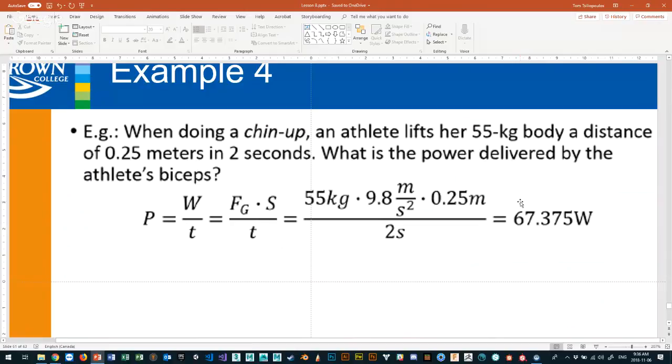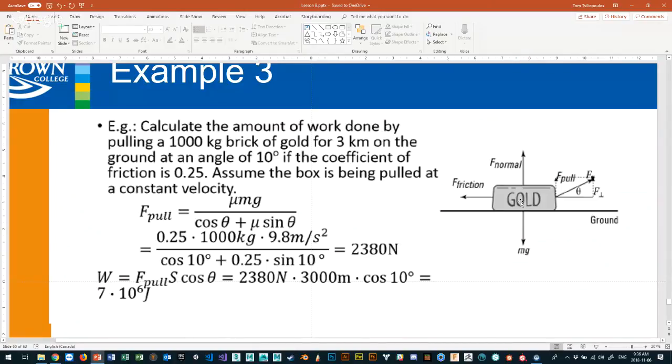Okay? Yes? In the example before this, I still don't understand why you're dividing by cos theta. And this is where we have to explore this. I want to explore this in lab with you guys and go through all the equations to find this out. Did I understand that basically what that's doing is lowering what the force of friction would be because you're pulling at an angle?